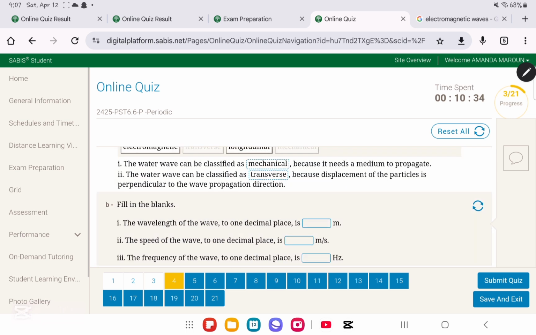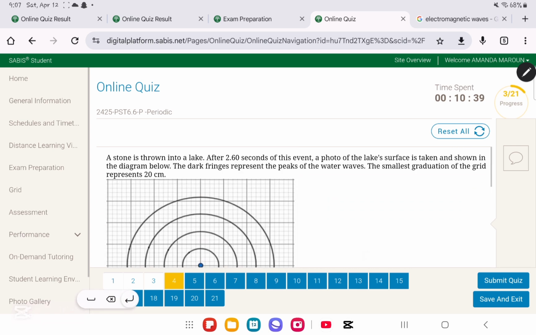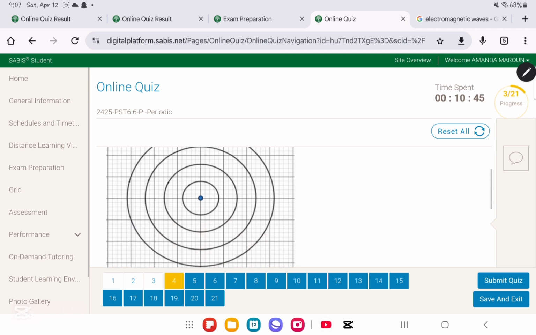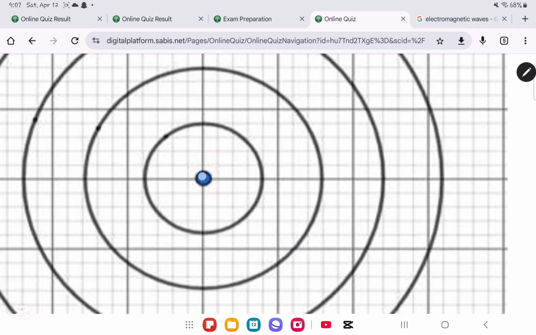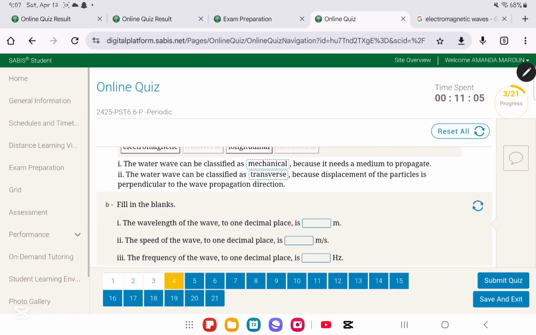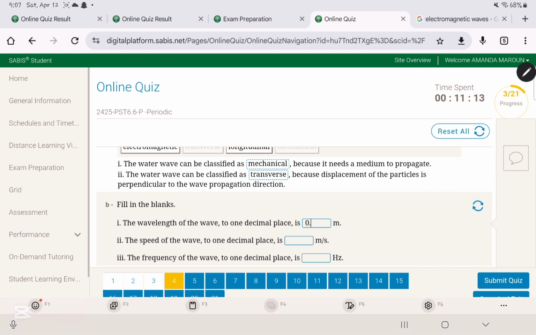Fill in the blanks. The wavelength of the wave to 1 decimal place. How do we find the wavelength of the wave? We know that each graduation of the grid is 20 centimeters. And one wave, we can take it from here until here. This is the wavelength of one wave. It is going to be 1, 2, 3, 4 blocks. So 4 times 20 centimeters, which is 80 centimeters. Now, if you go down, they want it in meters. So to change 80 centimeters to meters, you divide by 100. So you will get 0.8 meters.